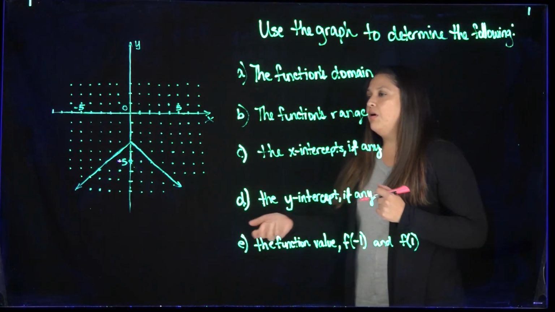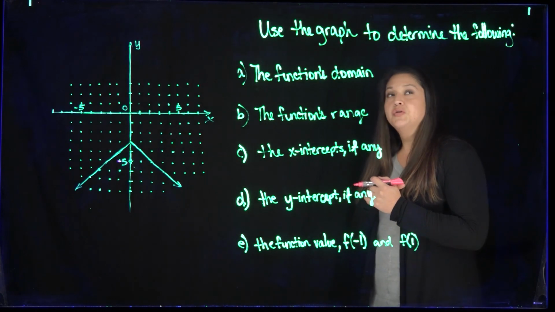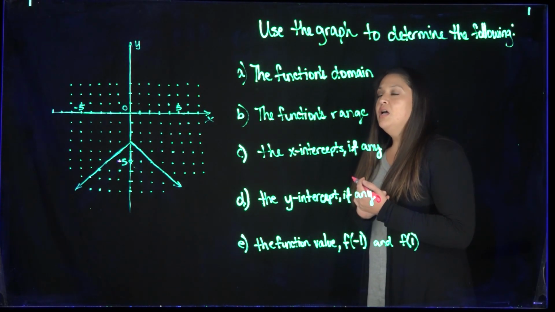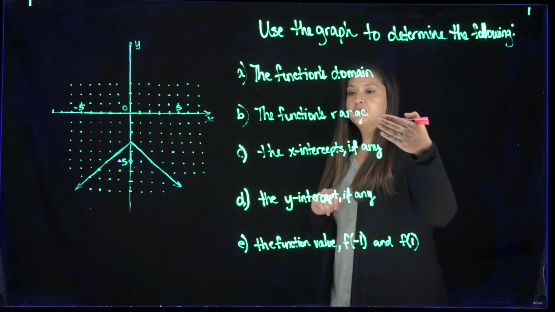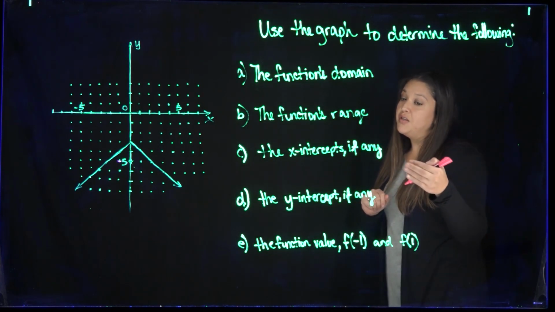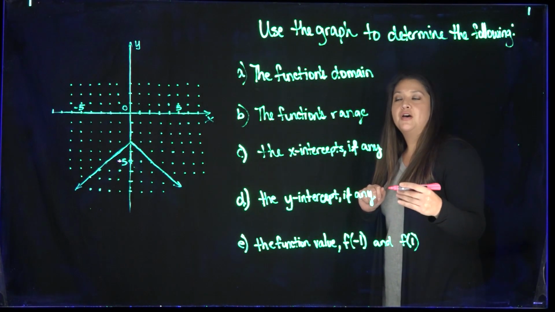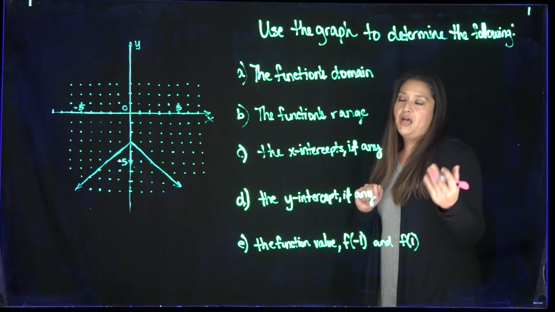So here's our graph that we're going to be talking about, and it says use the graph to determine the following: the function's domain, the function's range, the x-intercepts, if any, the y-intercept, if any, and the function value of f of -1 and f of 1.